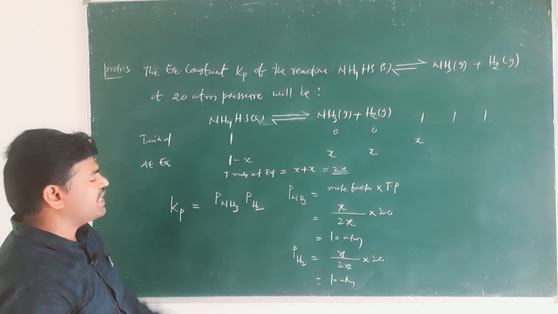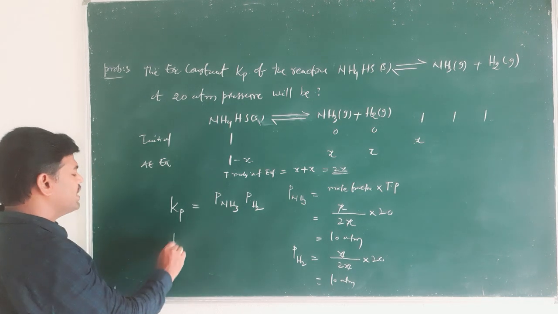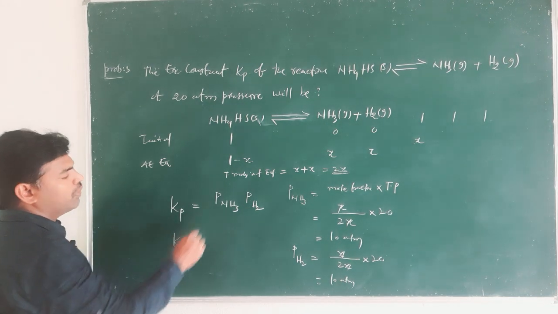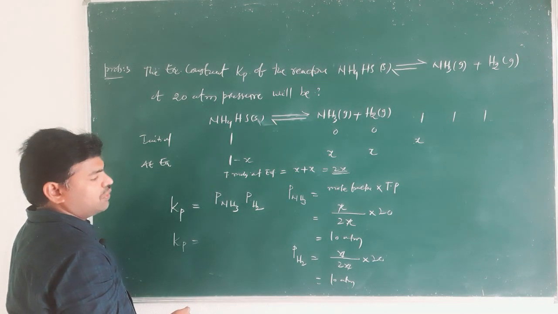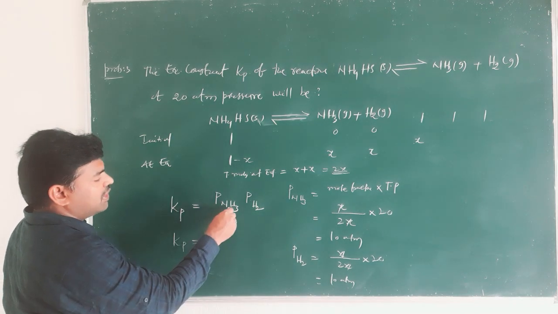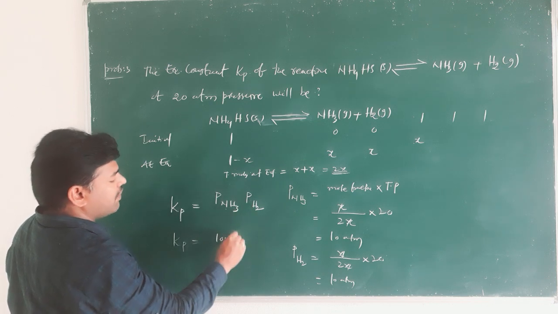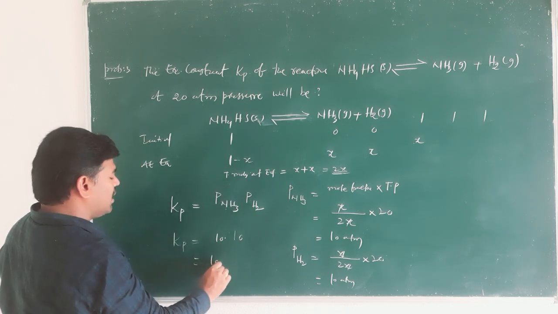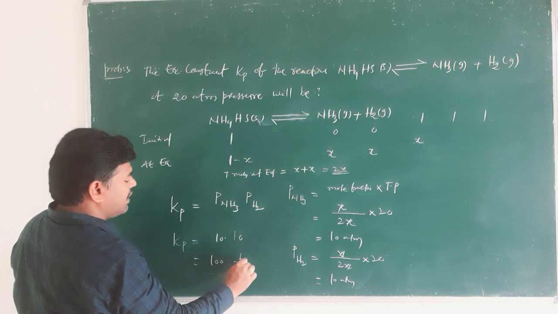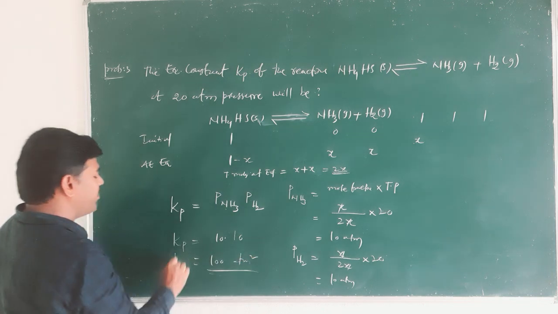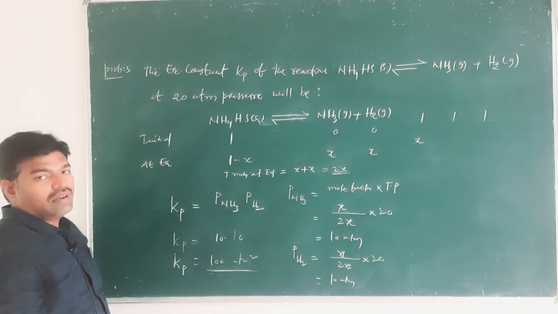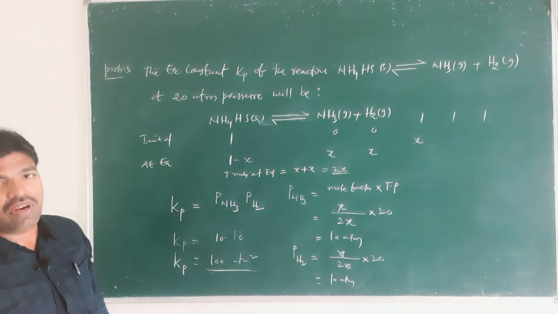So, Kp is equal to the partial pressure of ammonia times the partial pressure of H2S gas. So, the partial pressure of NH3 is 10 and the partial pressure of H2S is 10, so 10 into 10 is 100 atmosphere square. Okay, so Kp is 100 atmosphere square.